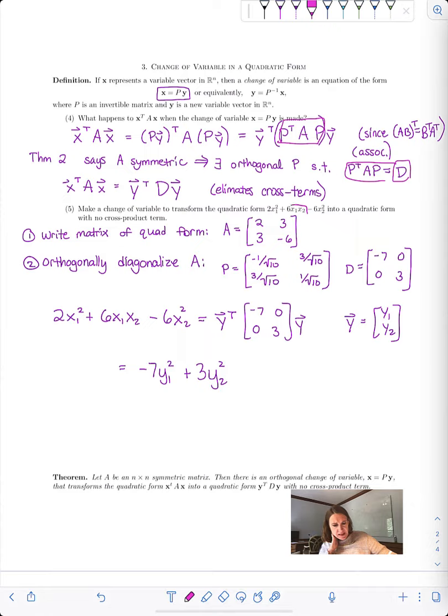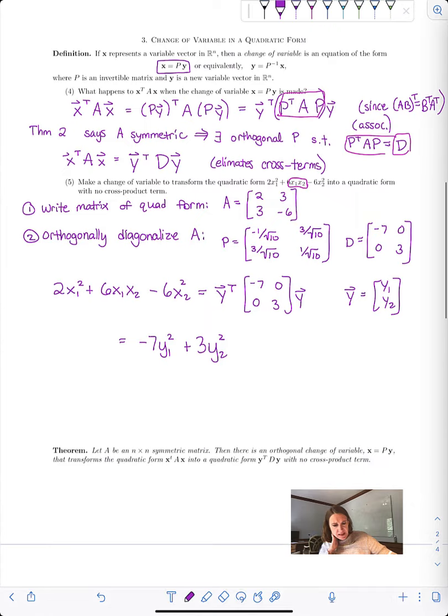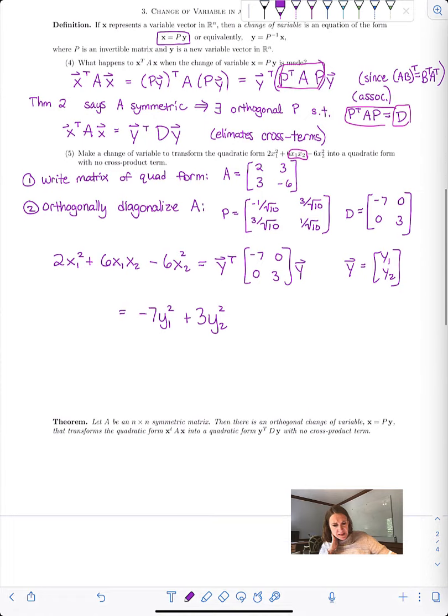We no longer have that cross product term, we no longer have that x1, x2. And this is a lot cleaner. We'll see why when we try to graph it in a moment.